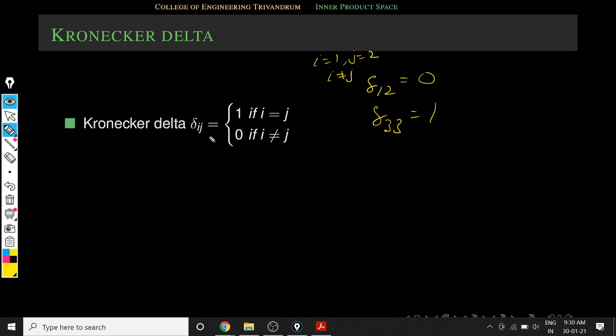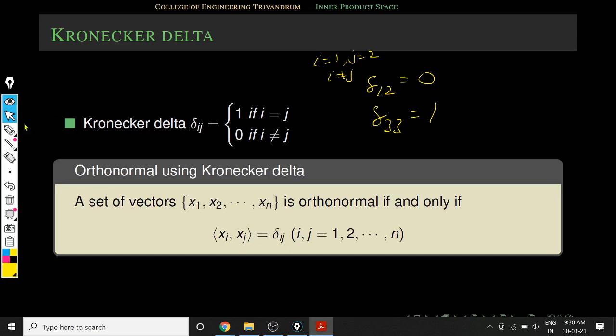You may see it mentioned in research papers. So we can represent an orthonormal set using the Kronecker delta function. A set of vectors x1, x2, ..., xn is orthonormal if and only if the inner product of xi and xj is equal to delta ij. Clear? Because first of all, the vectors should be mutually orthogonal. Mutually orthogonal means their inner products are zero.